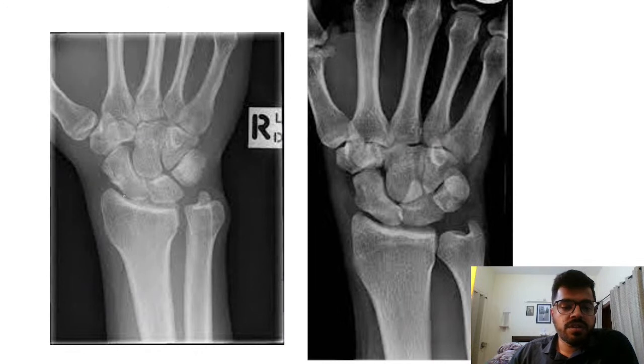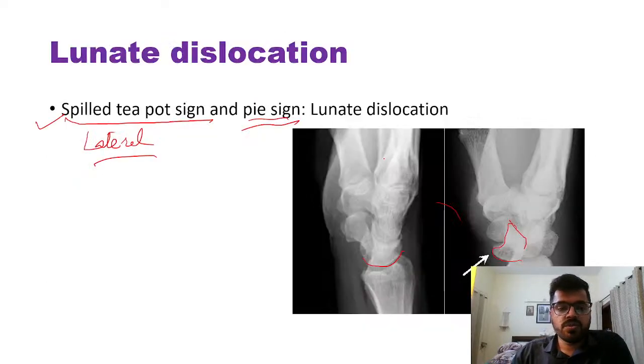This is the normal AP view. This is the lunate. This is the lunate in normal AP view, and this is the lunate in lunate dislocation. So here we see pi sign, just like a pie of a pizza. It's triangular because of the dislocation. So two signs: spilled teapot sign on the lateral view and pi sign on the AP view are seen in lunate dislocation.